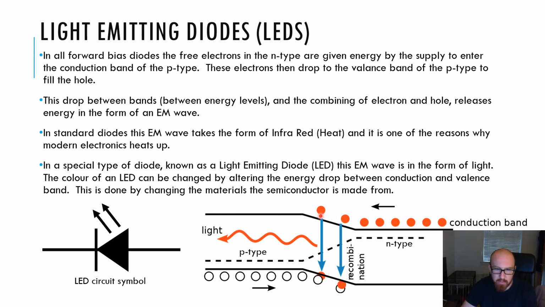And that drop there, that drop in energy band, that drop in energy level, releases some form of EM radiation in all diodes. So the drop between bands, between energy levels, and the combining of electron and hole releases energy in the form of an EM wave. In standard diodes, the EM wave is infrared, it's heat.